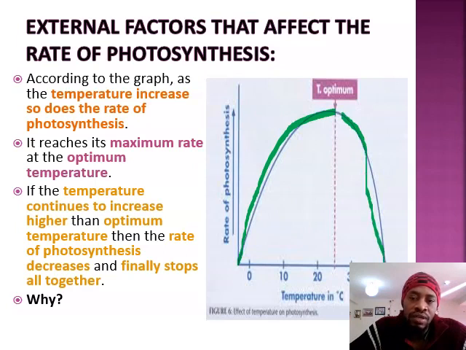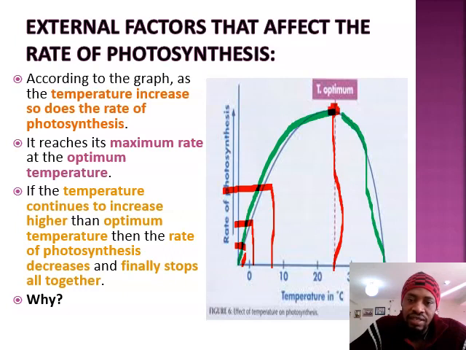It then means that as far as the rate of photosynthesis and temperature are concerned, when temperatures are low, the rate of photosynthesis is slow. As temperatures increase, the rate increases, and the rate of photosynthesis will be highest at the optimum temperature. For mesophytic plants, again, that temperature is 25 degrees Celsius.